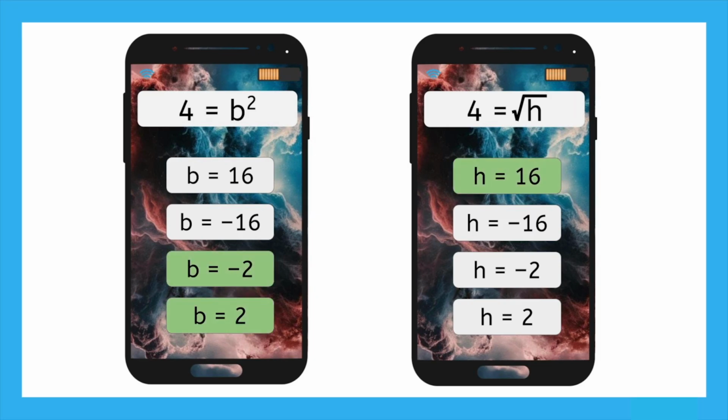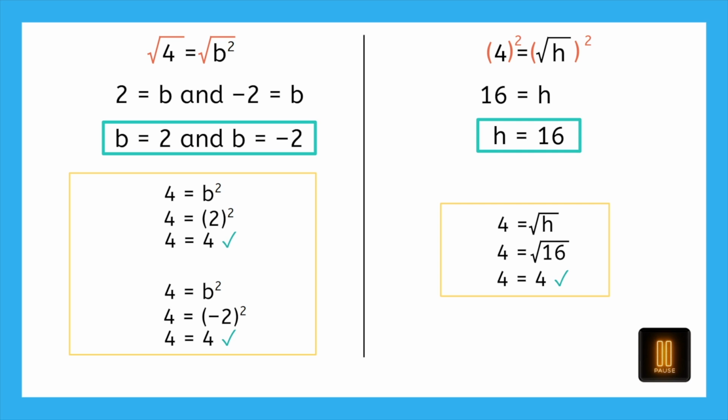All right, here are the answers I picked. B equals 2 and negative 2, and h equals 16. Pause and compare your work to mine.